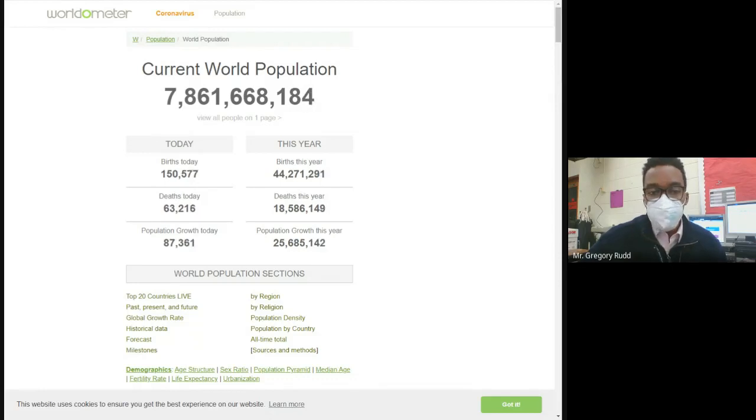This year, of course, it's only April 26th. This year, we're not even 5 months into it. The population has grown by 25 million people. So, of course, we're seeing the Earth's population grow rapidly. We call this type of growth exponential growth. So we see the current population is at 7.86 billion. By the time some of you are done with high school, it'll be above 8 billion.